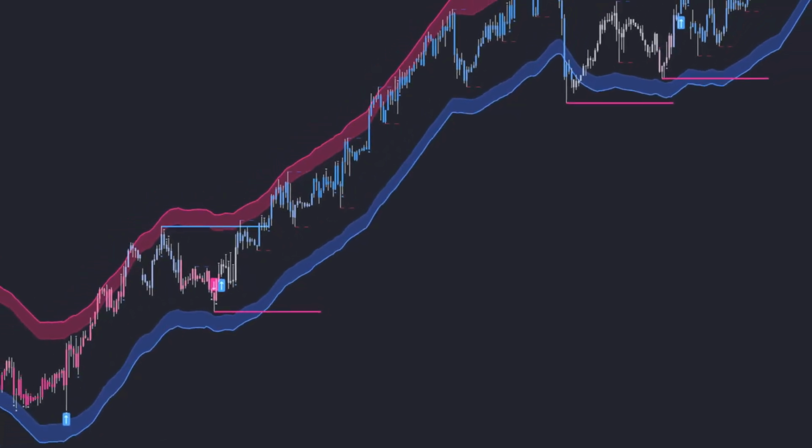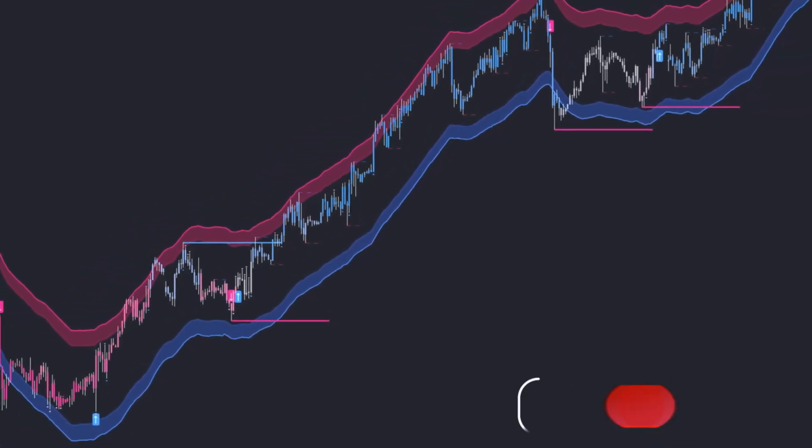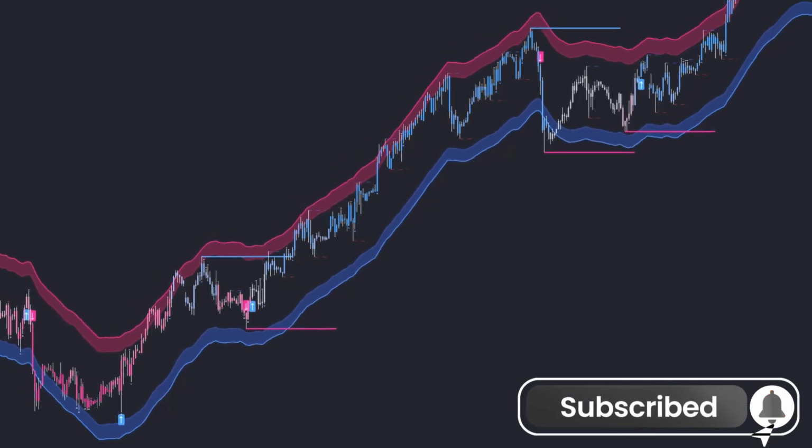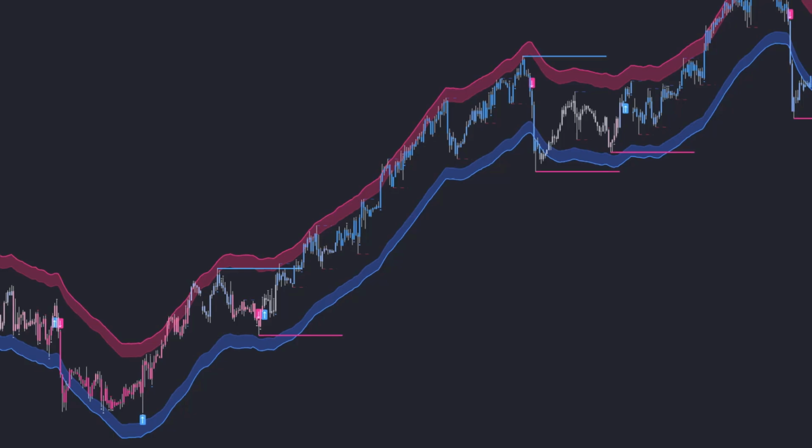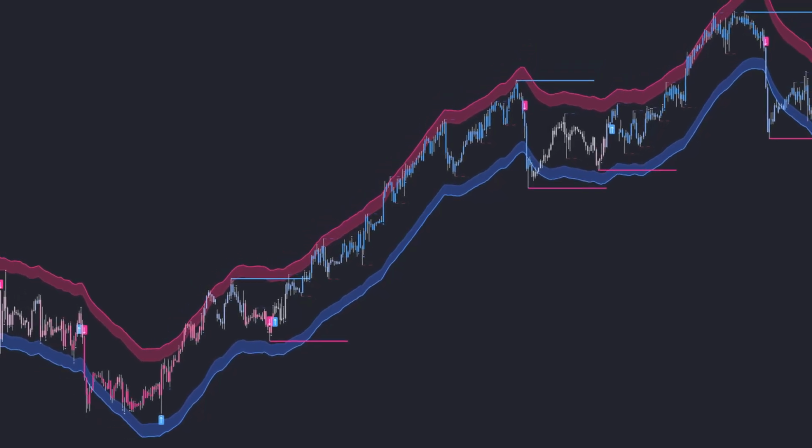We're going to break down exactly how to read this thing step by step so you can start seeing the market like the pros do. Stick around, you don't want to miss this.